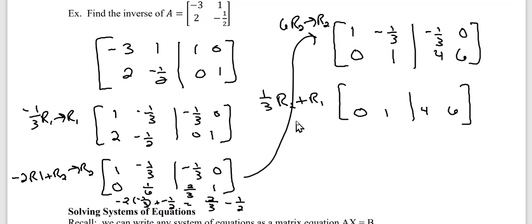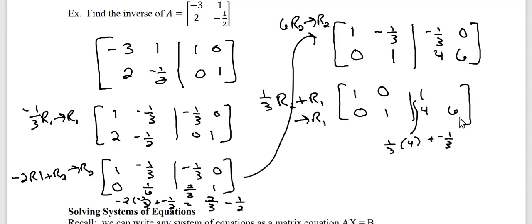And we're putting that in row 1. 1/3 times 0 plus 1 is 1. 1/3 times 1 plus -1/3 is 0. Here we need to do this step, I'm going to write this down: 1/3 times 4 plus -1/3. 4/3 minus 1/3 is 3/3.